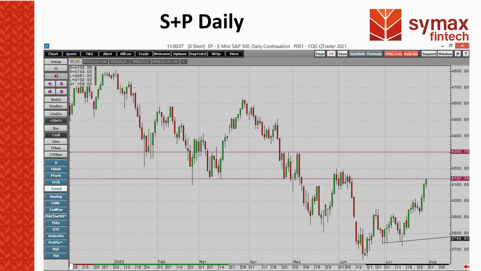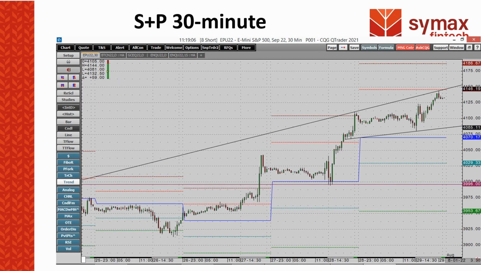Moving on to the S&P, again I've identified a couple of resistance levels there and a support level on the daily. Just make a note of those levels. And then moving on to the 30-minute, again I've identified some levels there, support, resistance, trends, also the pivot levels.